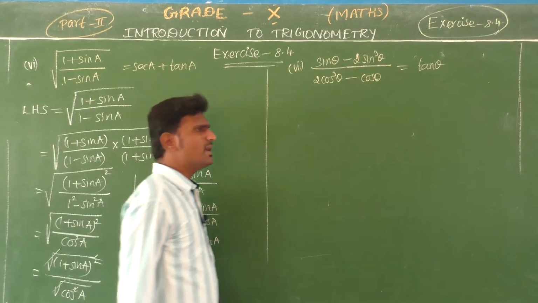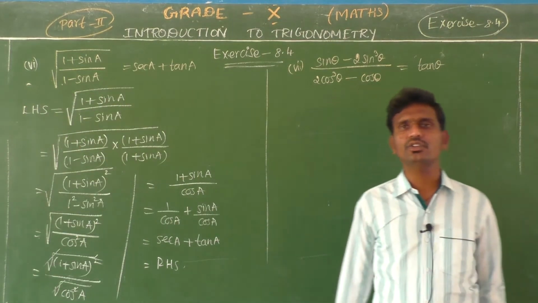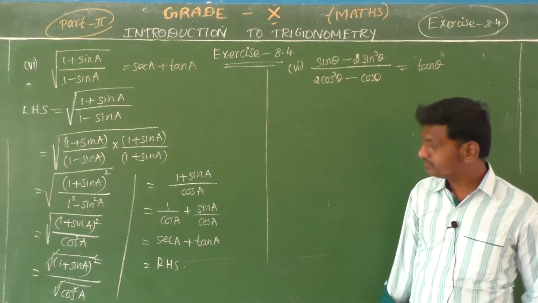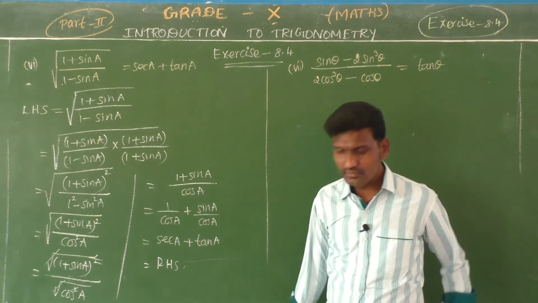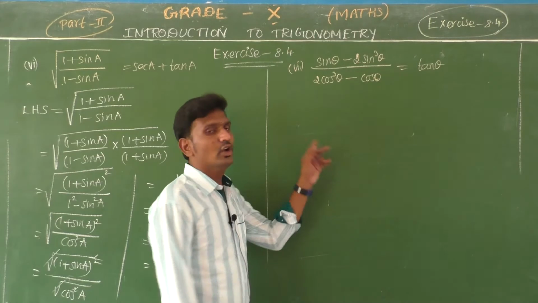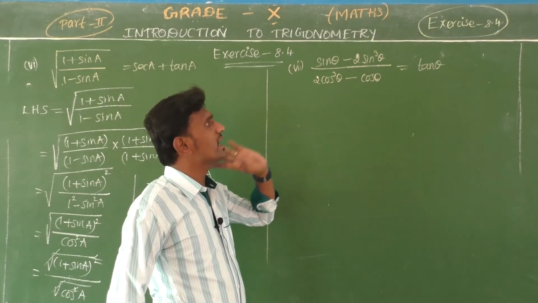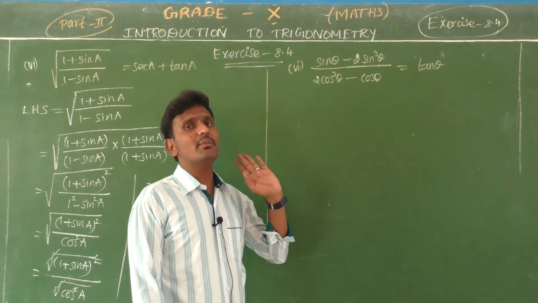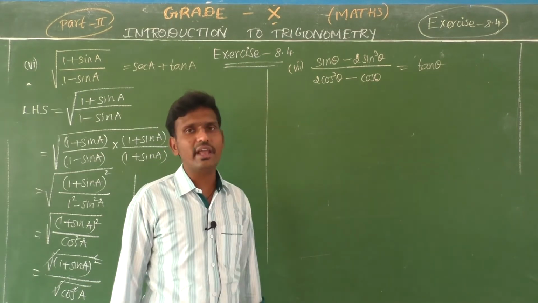So this is your right side. Okay. So in this pattern of question, it is an easy method to take the left side to the right side only. Don't take the right side to the left side. Okay. And the next question, it is very simple. See, (sin theta minus 2 sin cube theta) the whole divided by (2 cos cube theta minus cos theta) is equal to tan theta.